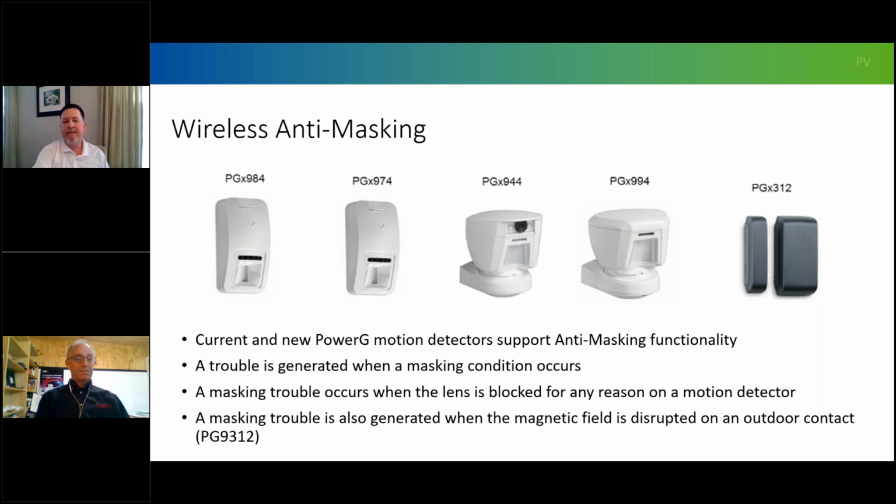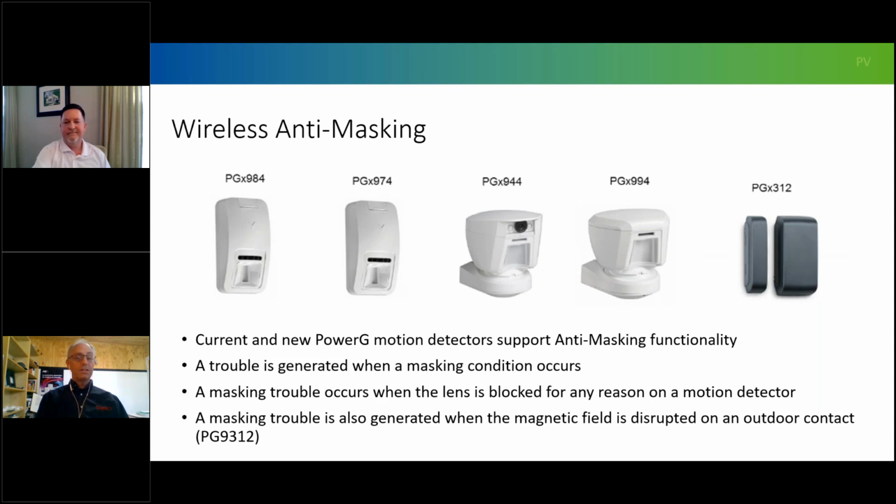So talking about the anti-masking feature, Dan just mentioned if you want to go hardwire with the triple end of line resistor, but we do have the option of using the existing PowerG motion sensors that we already have out there that have the anti-masking feature, like the PG9984, PG9974, 44, and 94. And also at the far right, you have the PG9312, which is the new outdoor contact.